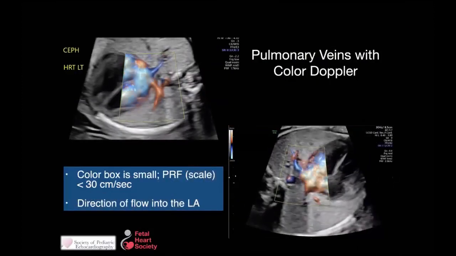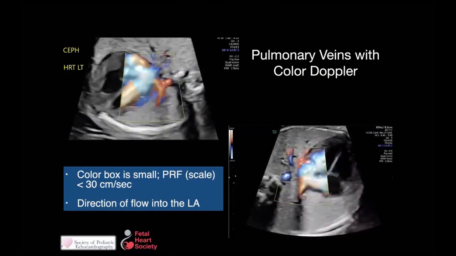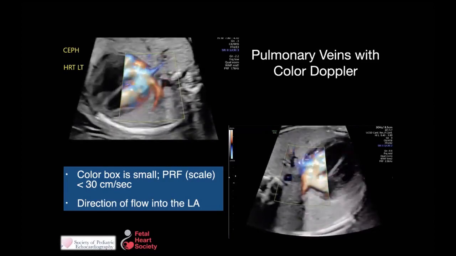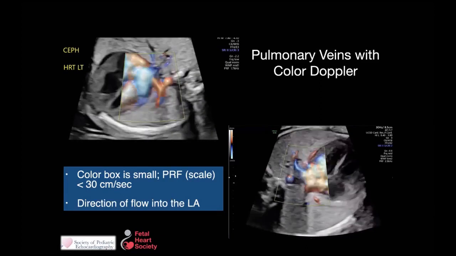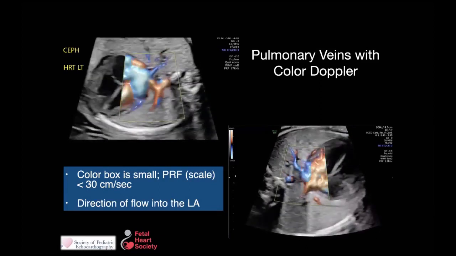When assessing pulmonary veins with color Doppler, technique is key to seeing these small structures. Again, you want to have your color box small, and this is to increase your frame rate. I would say a scale of less than 30 centimeters per second. And also you want to assess the direction of flow into the left atrium.